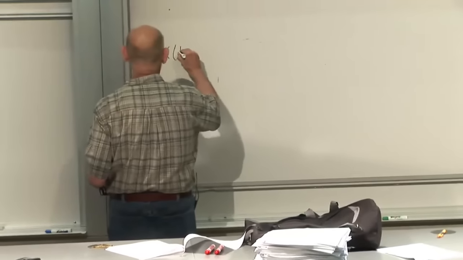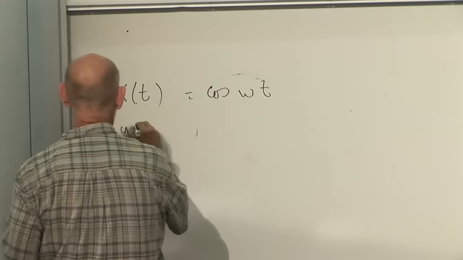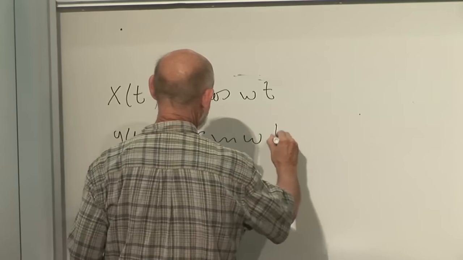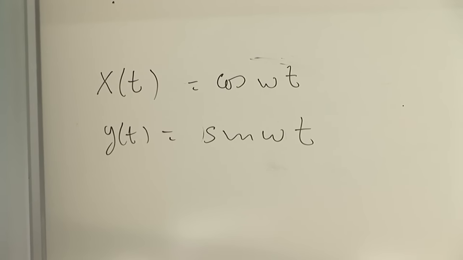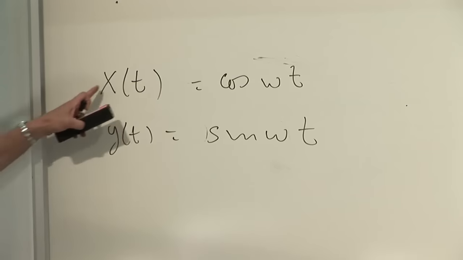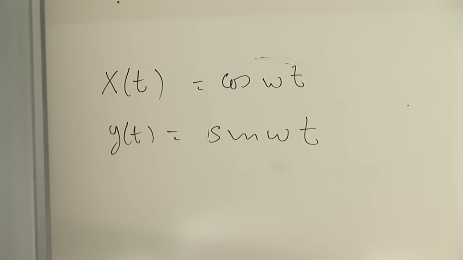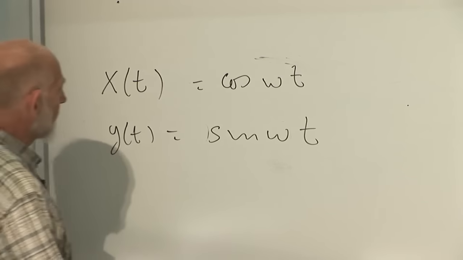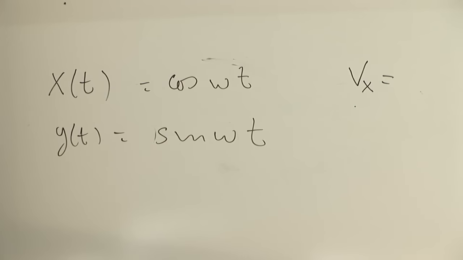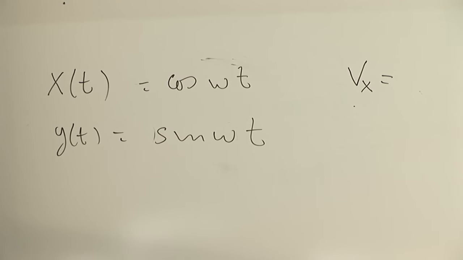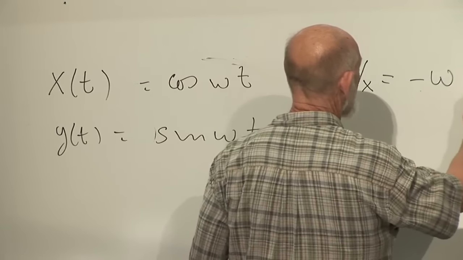X of t is equal to cosine of omega t. Y of t is equal to sine of omega t. And now we can start calculating the velocity and the acceleration. All right, so let's calculate the velocity and the acceleration. I assume that you know how to differentiate a function like cosine omega t. So we just have to compute the first time derivative to calculate v sub x. And the time derivative of cosine omega t is what? Okay. Minus omega times the sine of omega t.